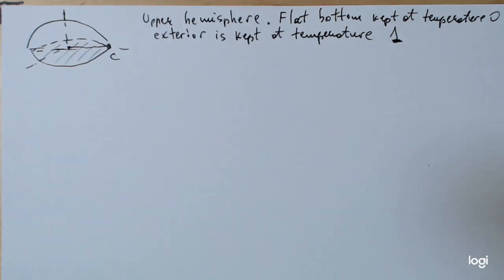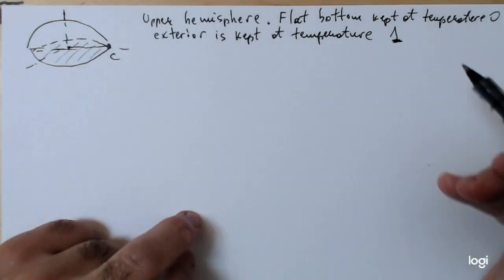All right, so a steady-state temperature problem in spherical coordinates. Take a moment to write this down. The object in question is a hemisphere, so half of the upper half of the sphere. And one of the conditions, let's say, is that the flat bottom is kept at temperature 0.